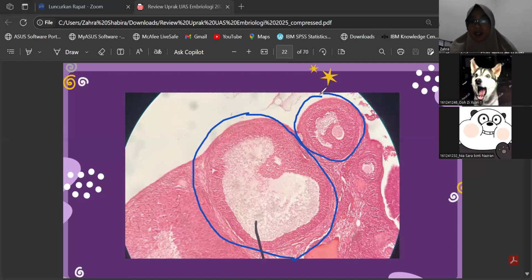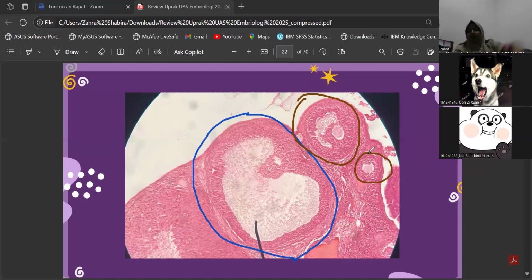This is also, yeah. What is this follicle? What is this follicle? Change the color. Ah, what is this follicle? Did I circle brown? Tertiary follicle. Yes, tertiary follicle. And then this one also, what is this follicle? Secondary follicle. Secondary follicle, yes.